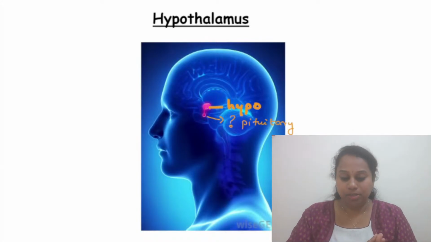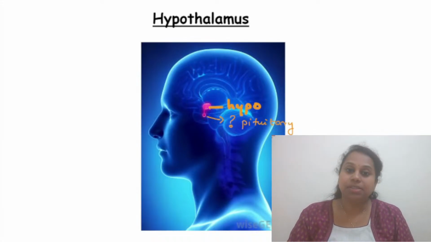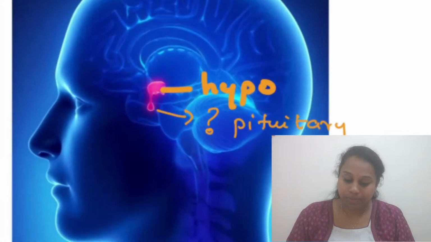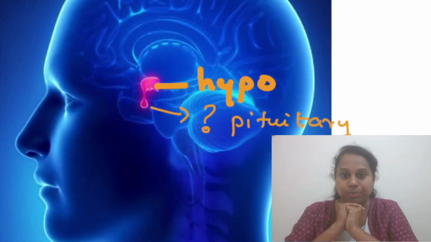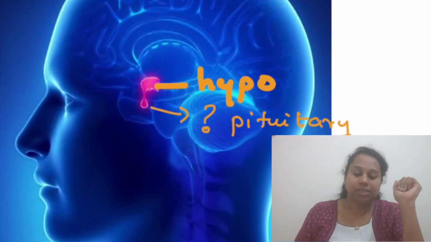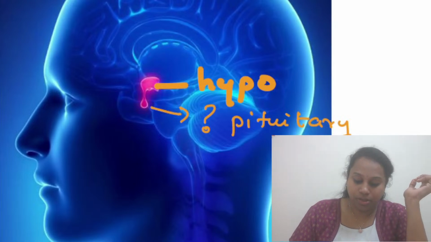So another important anticipated topic could be the hypothalamus. This is the location of the hypothalamus. The hypothalamus is closely related to the drop-like hanging structure. What is this gland?